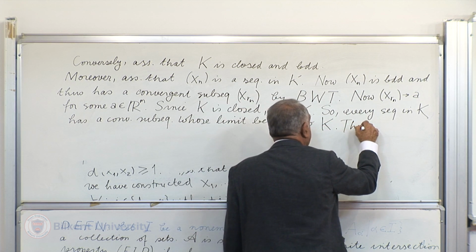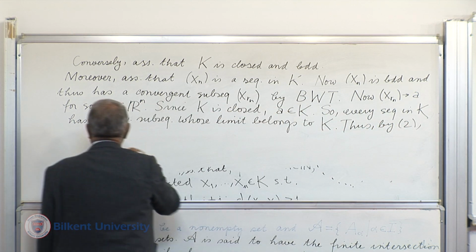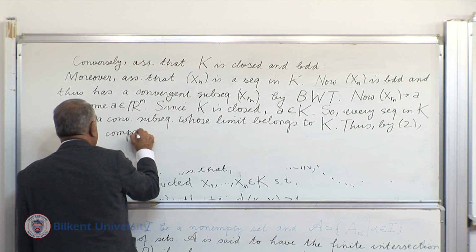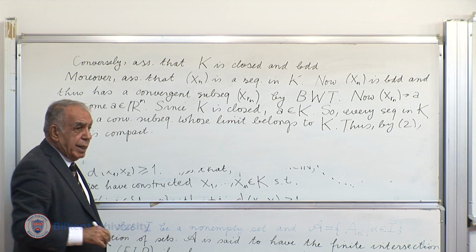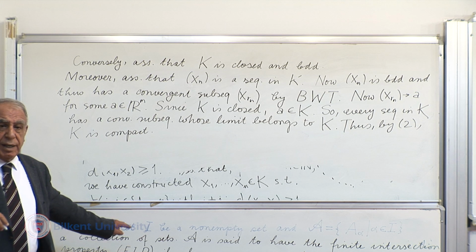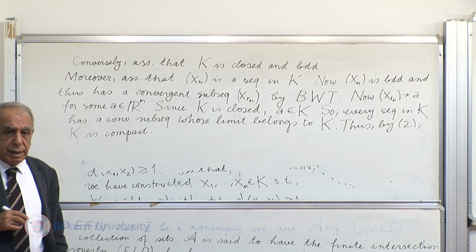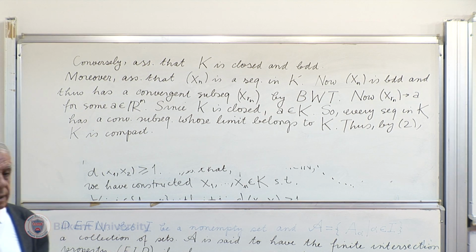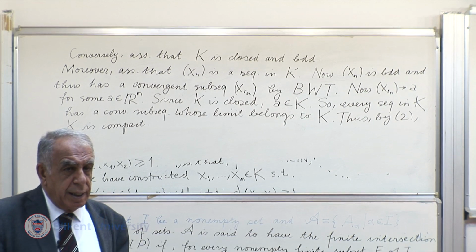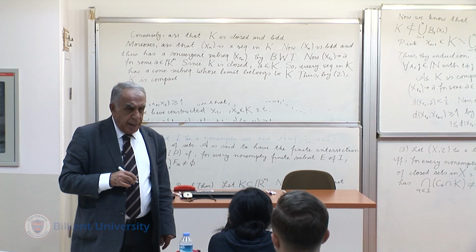Thus, by 2, K is compact. So that completes the proof of Heine-Borel theorem given the characterization of compactness in metric space. So most probably in Bolzano-Weierstrass theorem, they use supremum principle there. Yeah. Isn't it? You should use supremum principle in Bolzano-Weierstrass theorem.